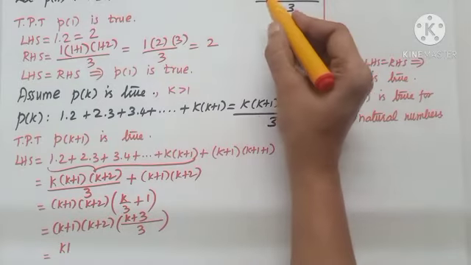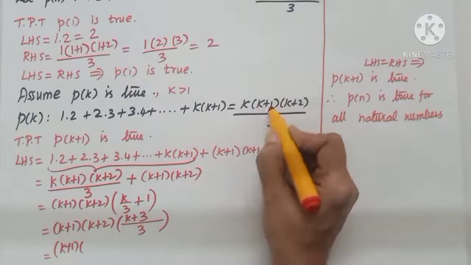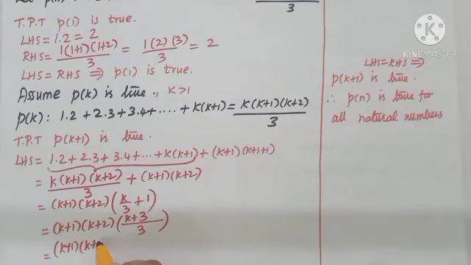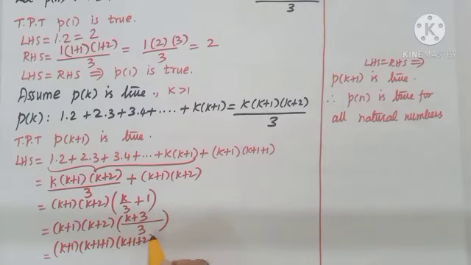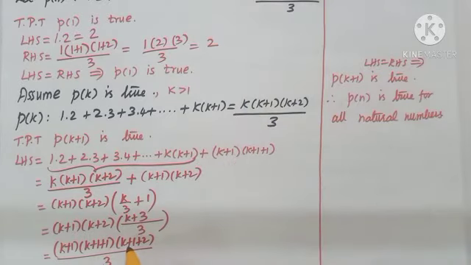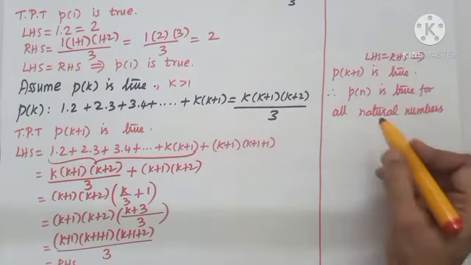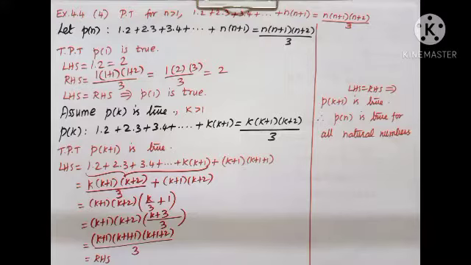Check whether it is RHS. Wherever k is coming, put k plus 1. k becomes k plus 1. k plus 1 will become k plus 1 plus 1. k plus 1 plus 2. So, in RHS, wherever k is coming, we are putting k plus 1 and we check both are equal. Whenever LHS and RHS are equal, we can declare P of n is true for all natural numbers, and that is the problem.